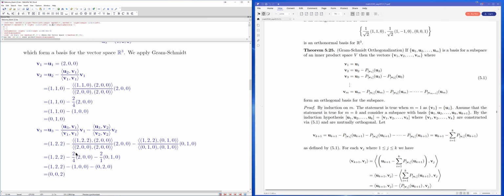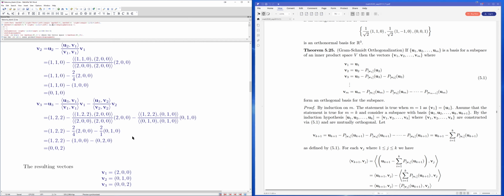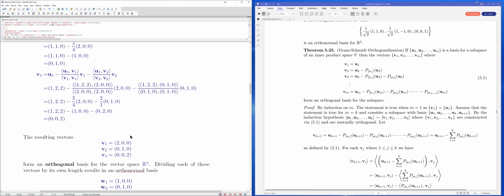When you work out this inner product, you get 2. When you work out this inner product over here, you get 4. When you work out this inner product here, you get 2. When you work out the one on the bottom here, you get 1, right? So you're going to get a half times vector 2, 0, 0, and then minus 2 times vector 0, 1, 0. So I get 1, 2, 2 minus vector 1, 0, 0 minus vector 0, 2, 0, which gives me v3, which is 0, 0, 2. Okay, so this over here, the v1, v2, and v3, this would be my required orthogonal basis.